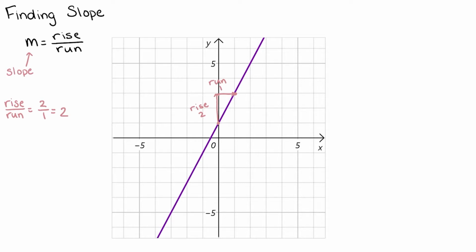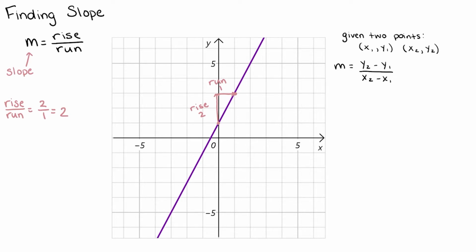You don't need the graph of a line in order to find the slope. If you have 2 points from your line, you're able to figure out what your slope is. So let's say we have 2 points, x1, y1, and x2, y2. The formula for our slope will be y2 minus y1 over x2 minus x1.